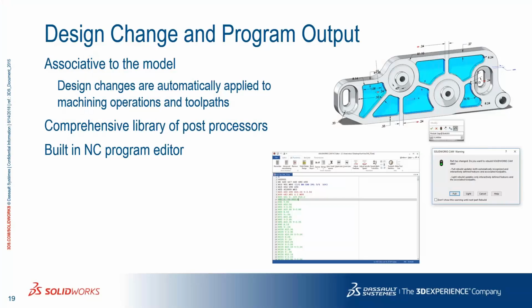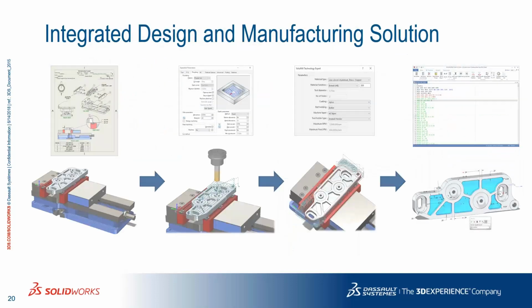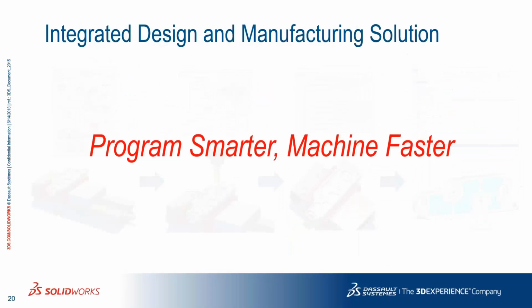As we've finally seen, everything is associated to the model. Every design change will be automatically handled by SOLIDWORKS CAM. There are post-processors available, and our partners will also make them, but we also allow you to make your own with the tool if you are so inclined. We've also seen how the NC editor can be used to look through the program, do some edits if we need to, and even work as a DNC system to push it away to the machine. SOLIDWORKS CAM allows you to program smarter and machine faster and have everything in one solution from one vendor.